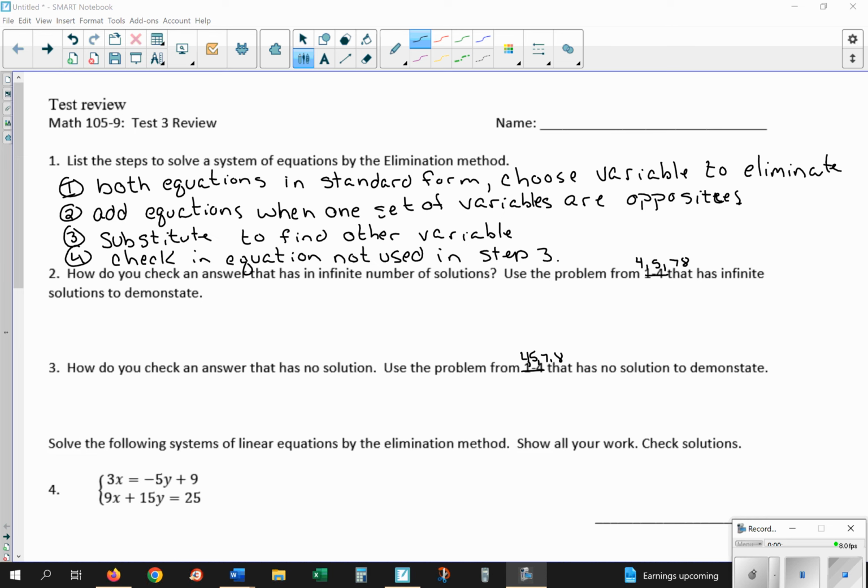So, as far as listing the steps for solving the equation by elimination, make sure you put it in some type of phrasing that makes the most sense to you. I kind of wrote out how it made the most sense to me in the 4 steps that we pretty standardly follow. Question 2 and 3 we'll come back to after we have the problem that has an infinite number of solutions and the one that has no solution, so we can do that.